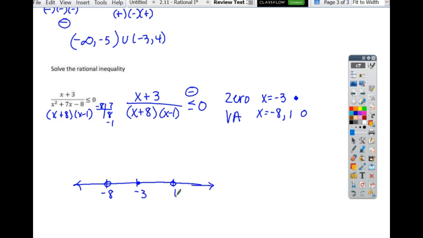So I'm going to test. If I test in here, negative 9, so on top I end up with a negative. On bottom I have a negative times a negative. So this is a negative divided by a positive, and this is a negative interval. And I want negative, so these get included. So I want negative infinity to negative 8.